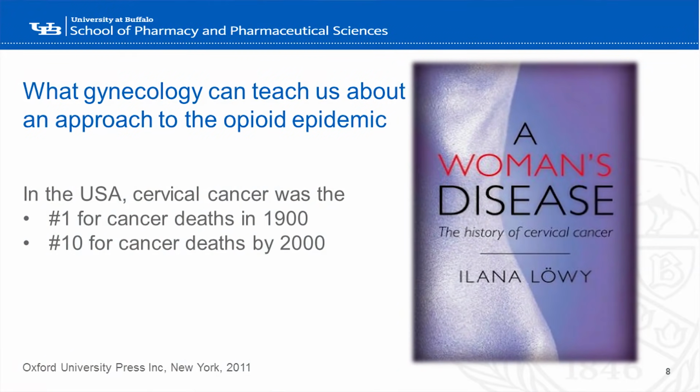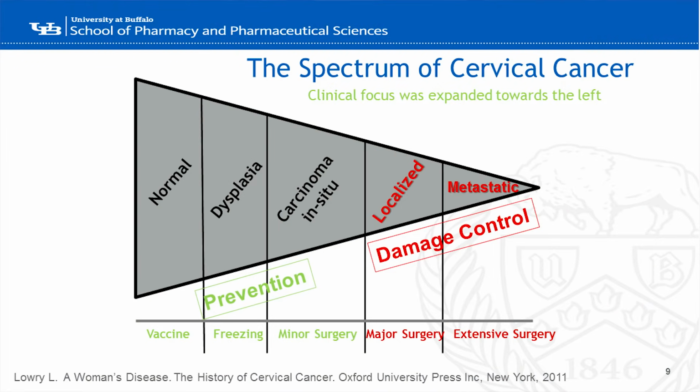Another example is cervical cancer, and gynecologists can teach us a lot about how to handle an epidemic. For example, at the beginning of the 20th century, deaths from cervical cancer were the number one cause of cancer deaths, and half of Americans couldn't get the disease. 100 years later, it was ranked number 10. How did we go from the number one cancer killer to the number 10 cancer killer? As you can see, advanced cancer is represented on the right-hand side of this triangle: localized cancer, cancer limited to the cervix or the uterus, or metastatic cancer.